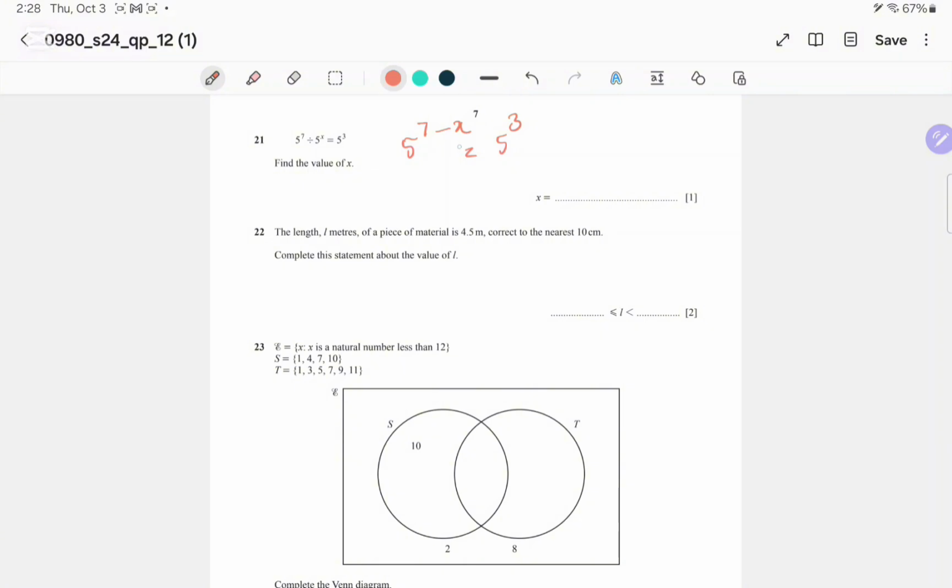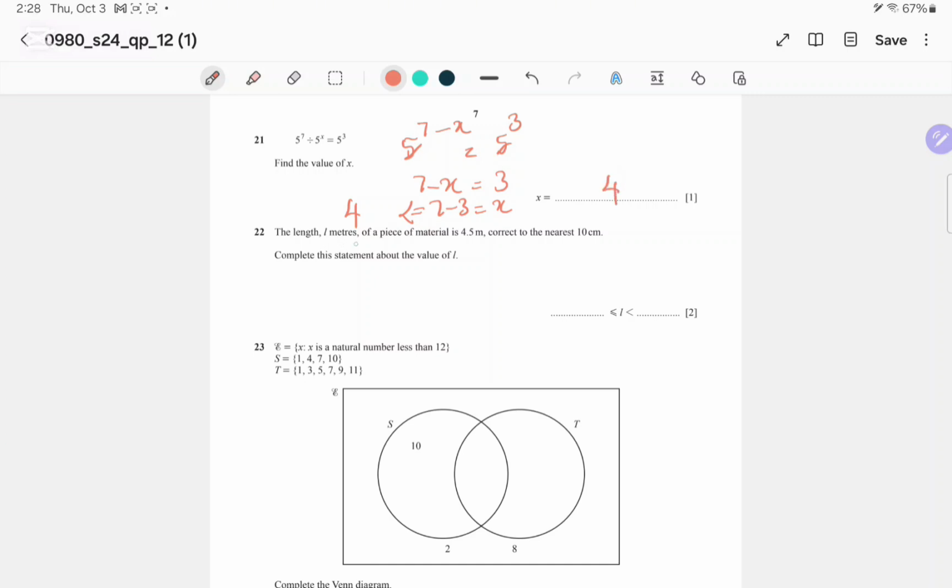Okay, 7 plus x it will become. Now for division, it is 7 minus x. So both the bases are same. Now leave the base, come to the powers, it is 3. Therefore moving the x that side, it is 7 minus 3 equal to x. Therefore I will write it here, x is 4. Okay, this is the answer.